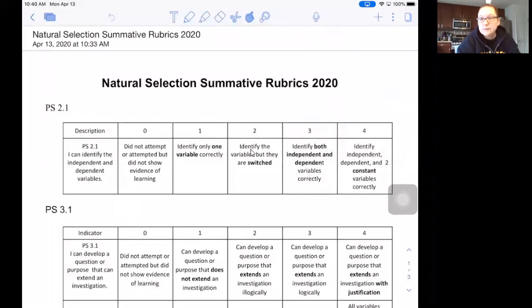And so what you would want to do is go onto Infinite Campus and look at your scores for these rubrics and see if there's any of them that you can increase to bring your grade up. Okay. So let's just go through one at a time.